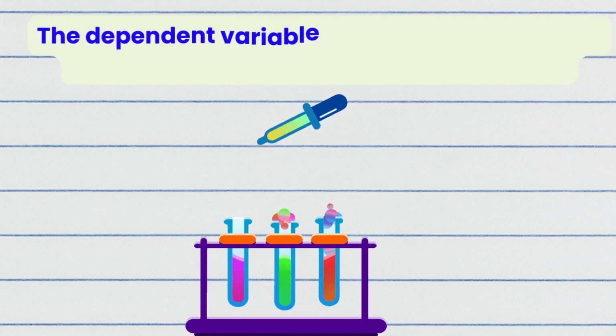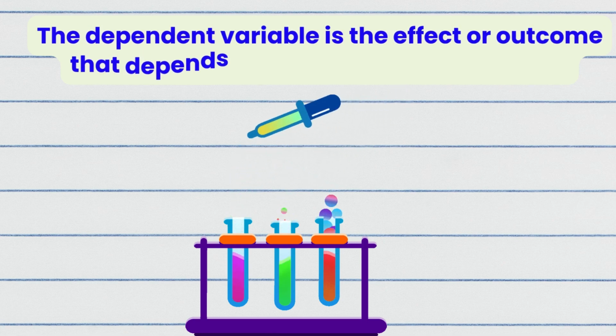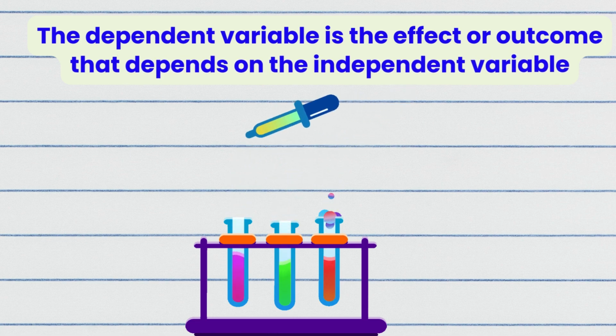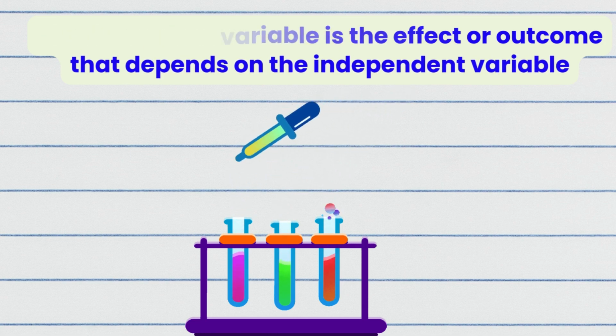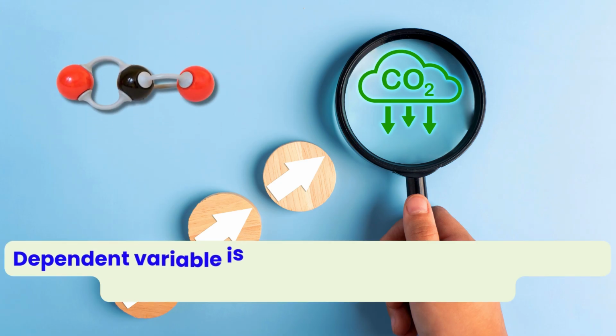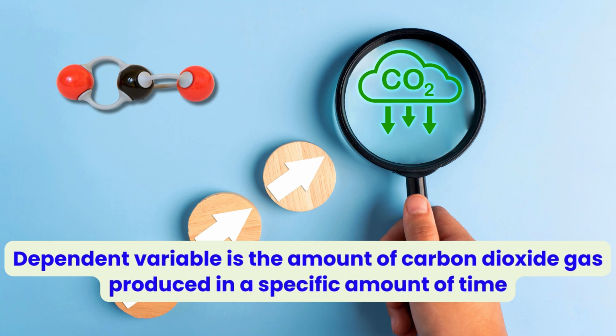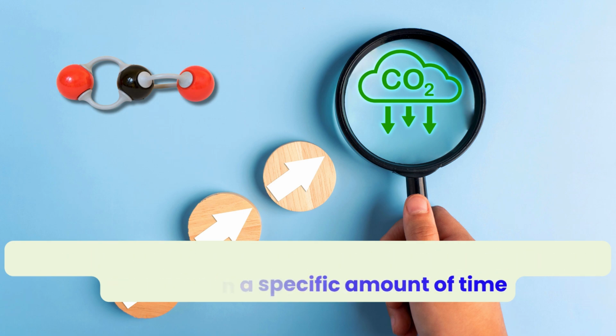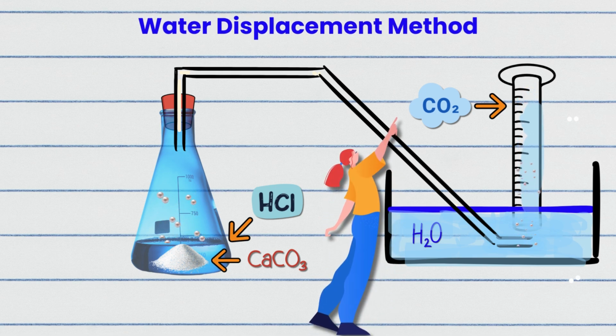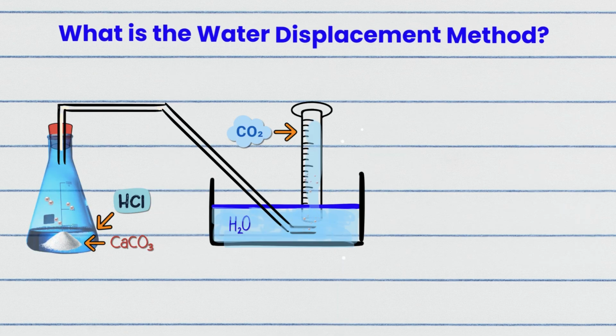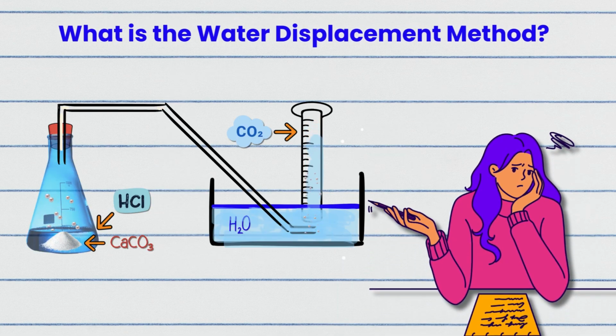The dependent variable is the effect or outcome that depends on the independent variable. Here, our dependent variable is the amount of carbon dioxide gas produced in a specific amount of time. To measure the volume of carbon dioxide produced within a certain time frame for each concentration, we can use the water displacement method. So what is the water displacement method?